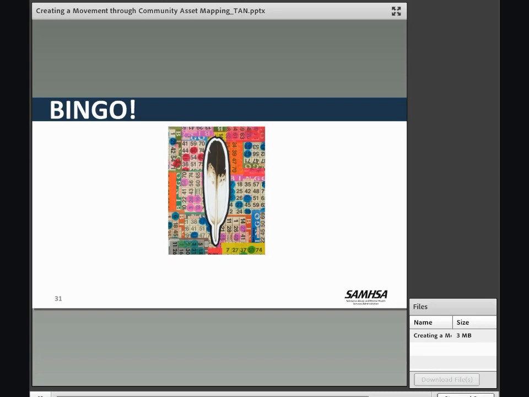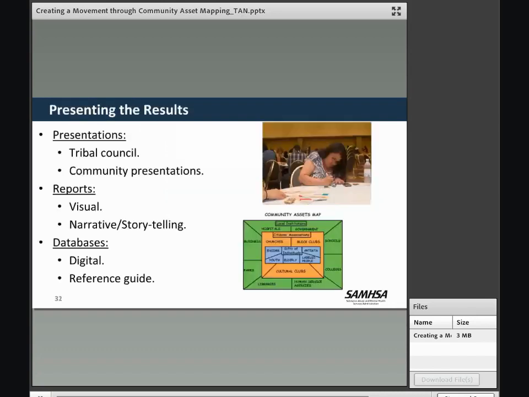So that's how bingo as a data collection method started, and it's also a really fun way that people really enjoy to collect data.